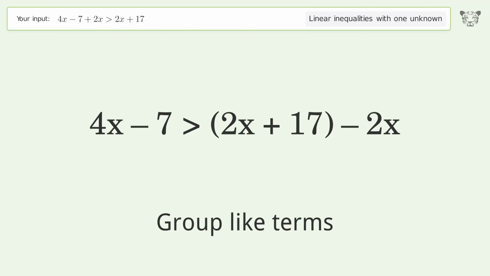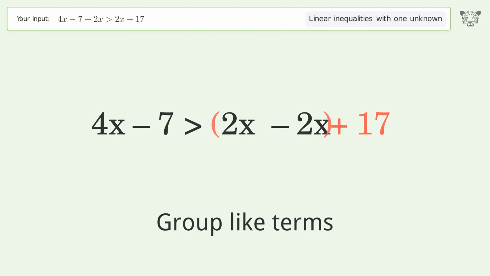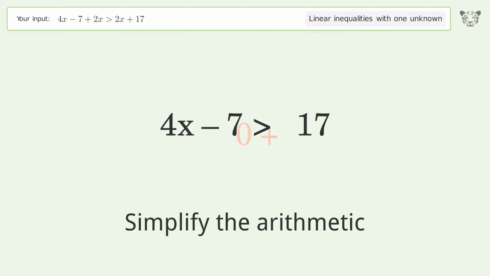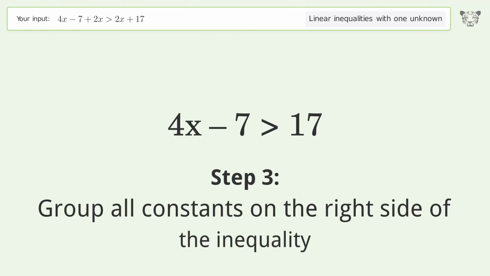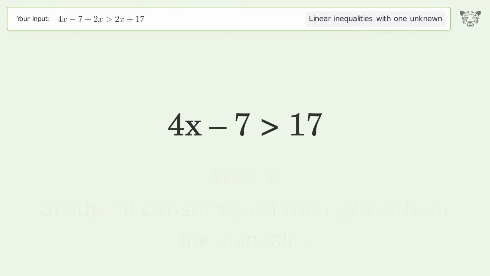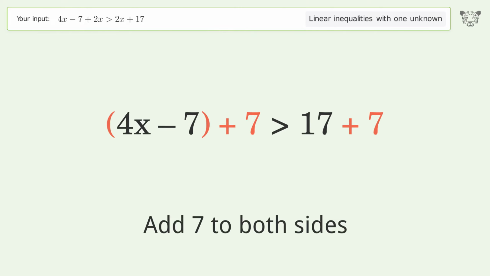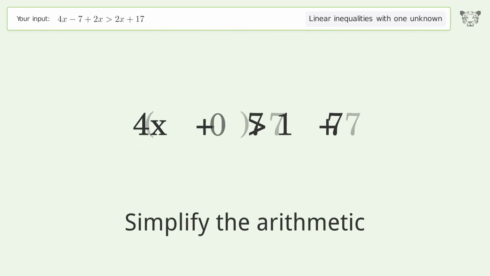Group like terms. Simplify the arithmetic. Group all constants on the right side of the inequality. Add 7 to both sides. Simplify the arithmetic.